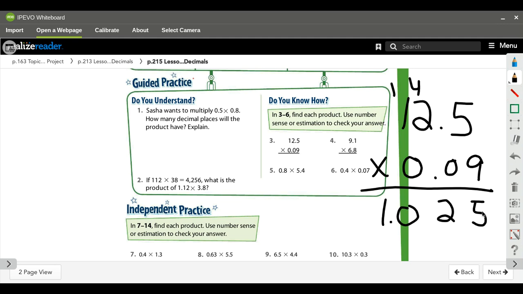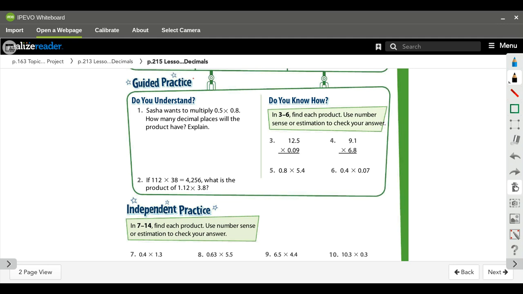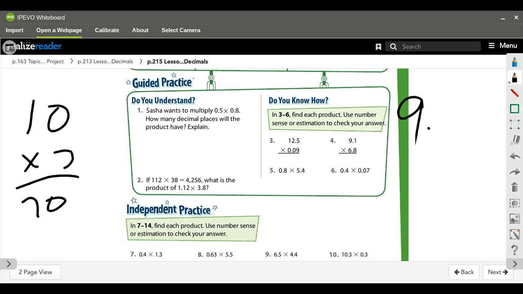Okay. We take a look at number 4. We have 9 and 1/10 multiplied by 6 and 8/10. So I will go ahead and do estimation on this one. So I have 10 multiplied by 7. So my answer should be near 70. So let's see when I go ahead and multiply. Again, when I multiply, I don't worry about the decimals. I just treat them like they're not even there, and then I worry about them at the end.